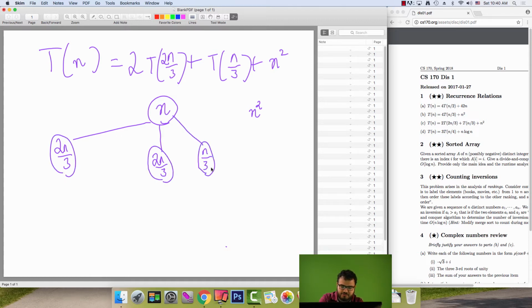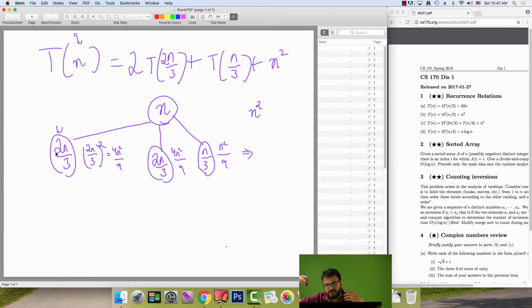Now, remember these are 3 separate recursive calls, and they each make further subcalls, but they also do some amount of work. So how much work does this one do? Well, remember, if the input is n, then you do n squared work. If the input is 2n over 3 now, you do essentially 2n over 3 whole squared amount of work, which is 4n squared over 9. Cool, so this one does 4n squared over 9 work. This one also does 4n squared over 9 work. And this one does n squared over 9 work. What does this sum to?